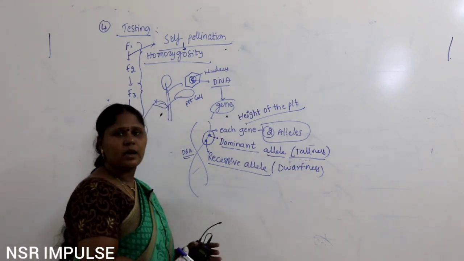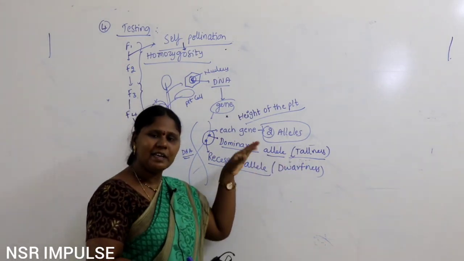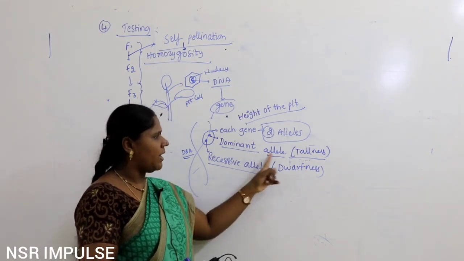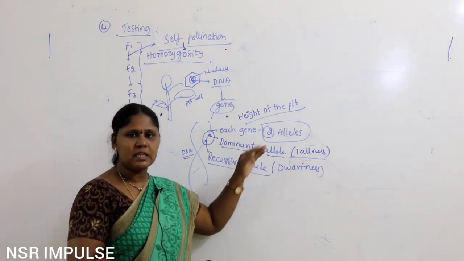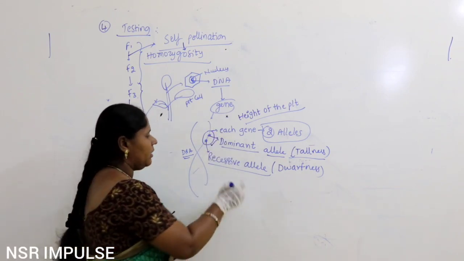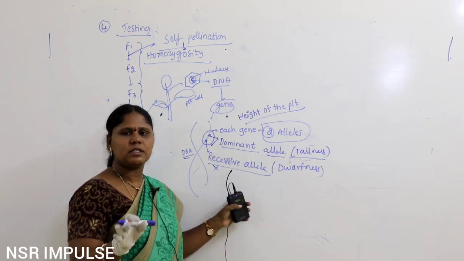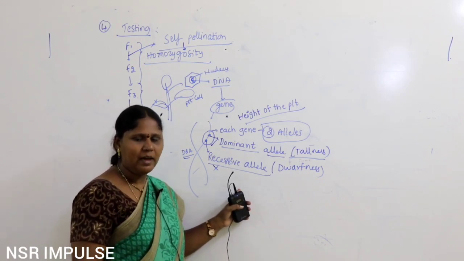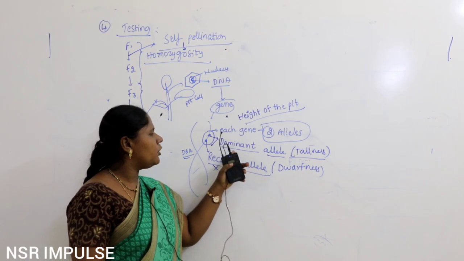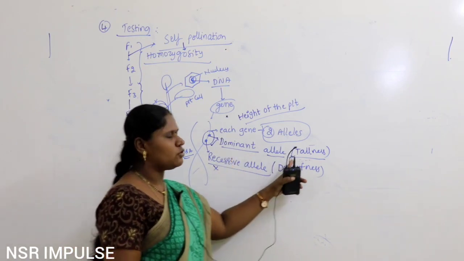What's the meaning of that? If the plant is tall, it means that the dominant allele got expressed. That means at that time the recessive allele kept quiet. The dwarfness-causing allele became inactive, and the dominant, responsible allele became active. That is why the plant is tall.